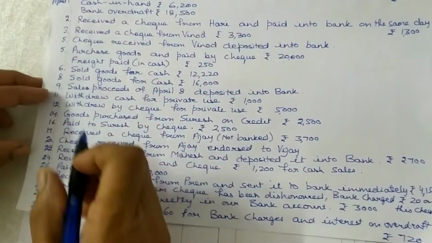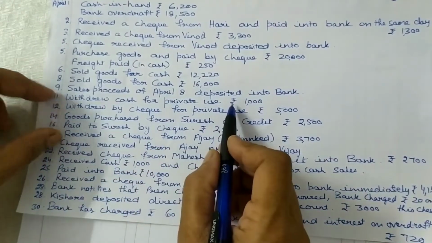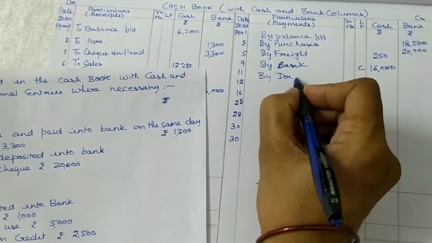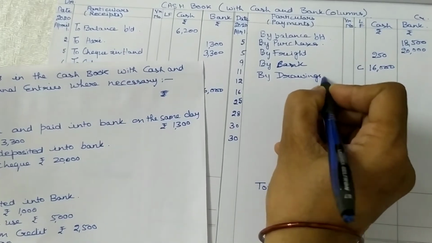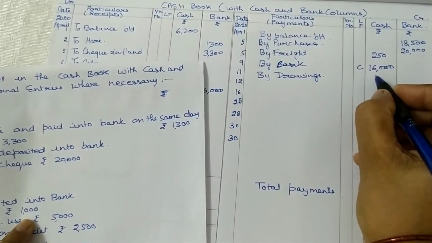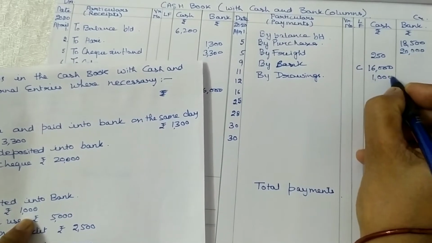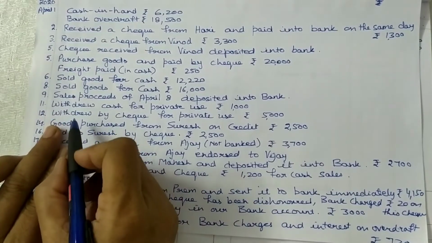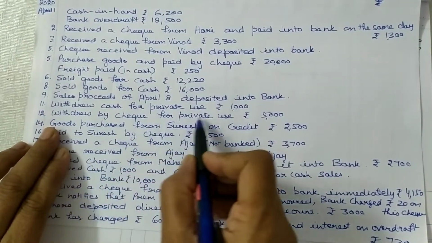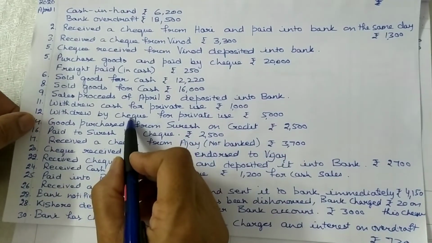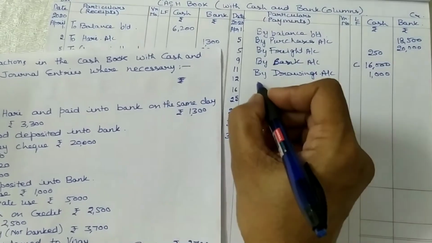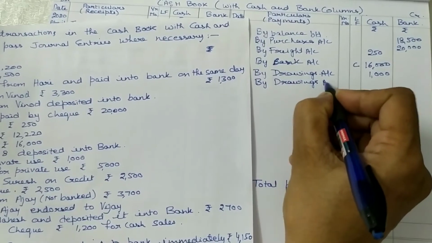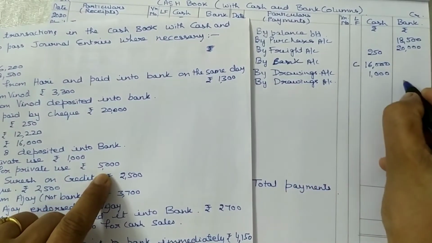Next transaction is withdrew cash for private use. Private use means drawings. On 11th, by drawings, 1,000. And you have to write account every time. Next transaction is on 12th, withdrew by check for private use. It means you are withdrawing from bank. The bank is the giver. By drawings, and you have to write this amount in bank column.